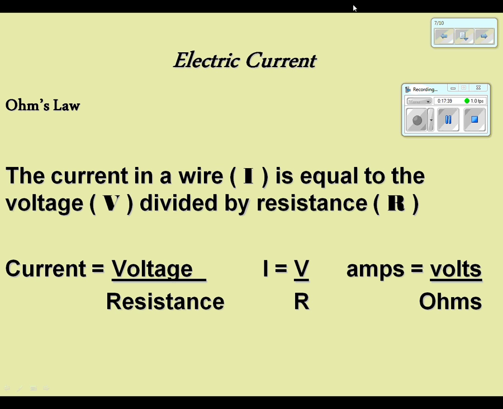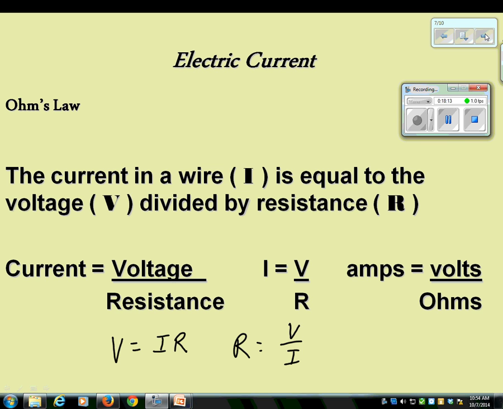We want V is equal to I times R. And R is going to equal V over I. You should probably write down those extra ones, right, Ethan? Those are the new versions of them. Alrighty, now we can solve it.